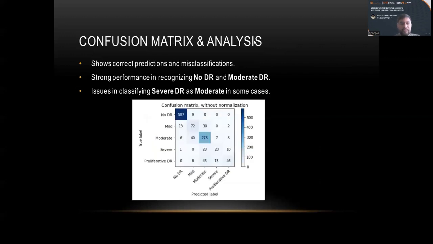Here we see the confusion matrix for the model's predictions. The diagonal elements represent the correct classifications, while off-diagonal elements represent misclassifications. The model performed well in identifying no DR and moderate DR, but struggled slightly with mild DR and severe DR. The confusion matrix illustrates how the model correctly classified most of the no DR cases with 587 correct predictions. However, there were misclassifications, particularly between severe and moderate DR, where 28 instances were incorrectly predicted as moderate DR.